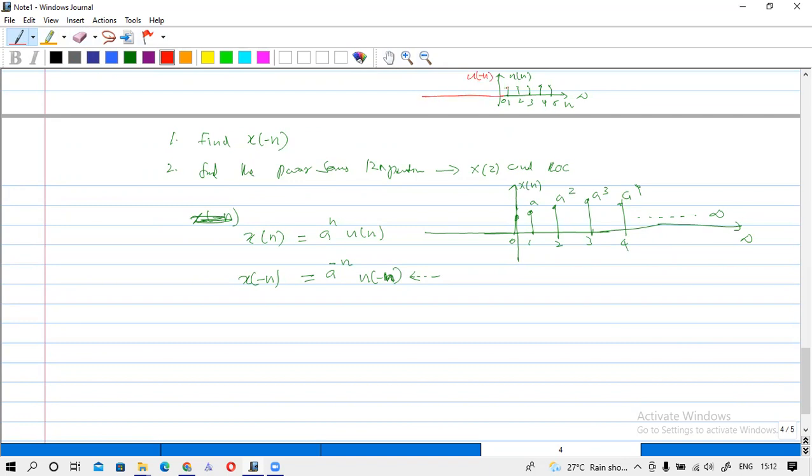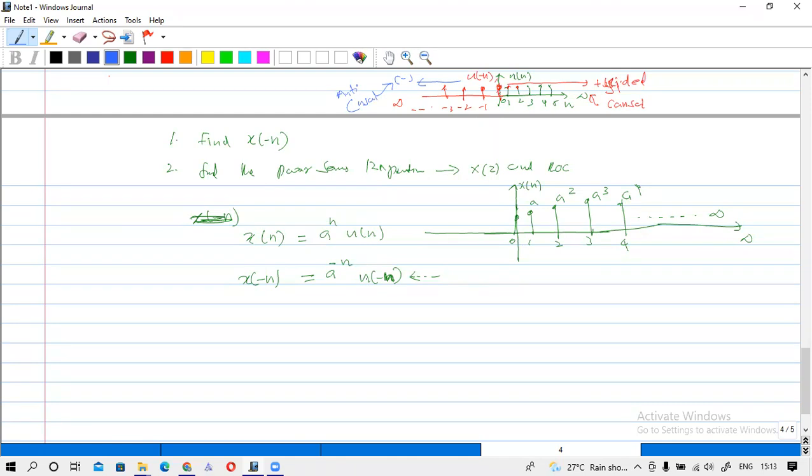You will have the mirror image of this sequence around the y-axis. Here the 0 point is there at 0. This 1 will shift to minus 1, this 2 will shift to minus 2, the third sample will shift to minus 3, and so on to minus infinity. This green color is the u n signal. It is only a plus-sided one, so this is a causal signal. And your u minus n will be only a minus-sided signal, an anti-causal signal. So what happened to this actually?